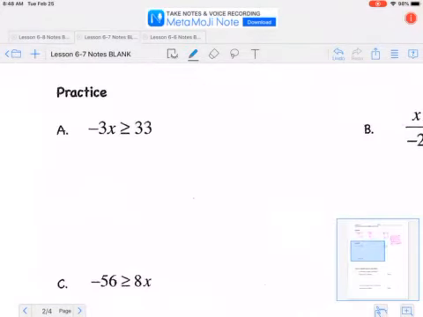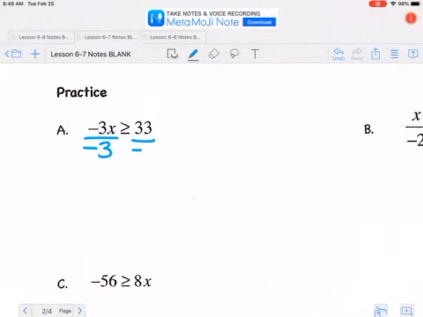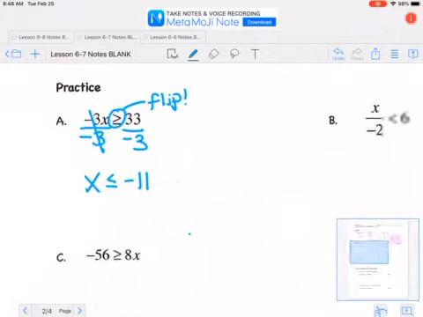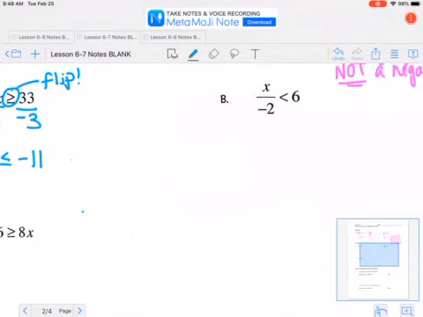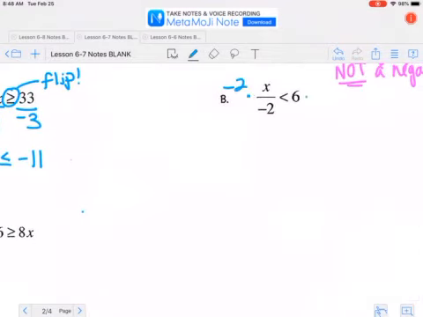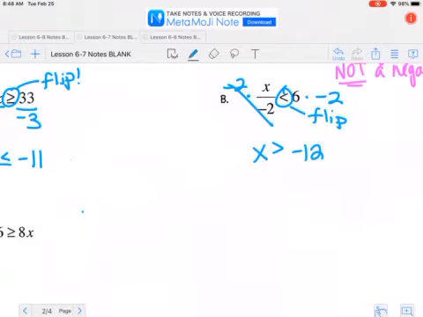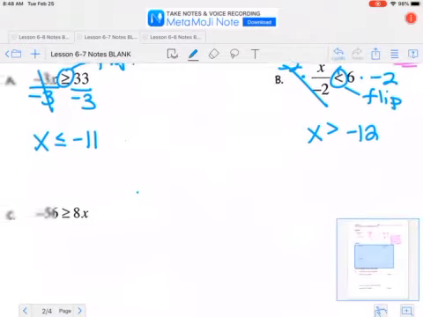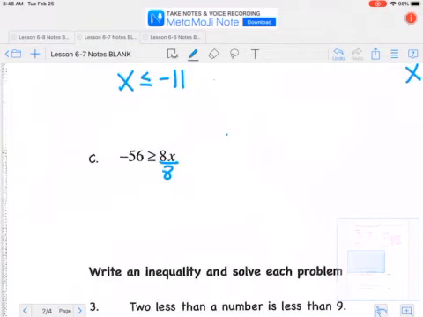All right, so for letter A, you had to divide by a -3. So you get x, and then is less than or equal to -11 because we had to flip our sign. Okay. Letter B, we have to multiply by a -2 to both sides. So we would have x is greater than -12. And remember, we had to flip because we are multiplying by a negative. And then our last one, we had to divide by 8 on both sides, but the number we're dividing by is not a negative, so we don't flip it.